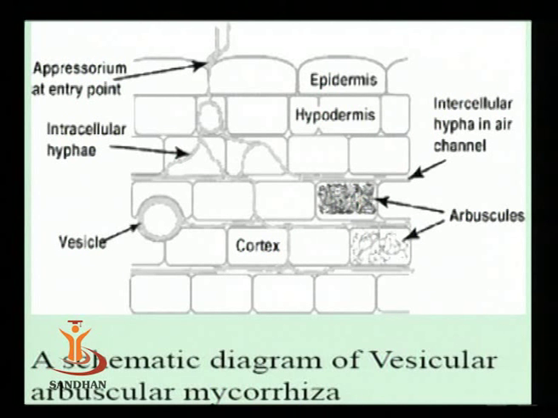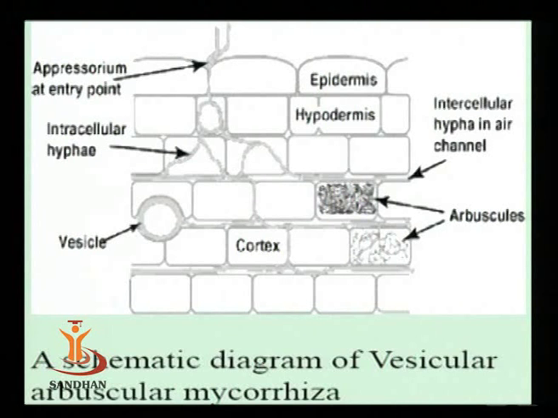vesicular arbuscular mycorrhizae. You can see the different squares, which represent the plant cells, and the particular line shows the mycorrhizae penetration inside the plant cell. They penetrate inside in such a way that they give the plant cell each and every type of nutrient they have taken up, which is otherwise unavailable to the plant. So vesicles are formed inside, and that's why it is known as vesicular arbuscular mycorrhizae.